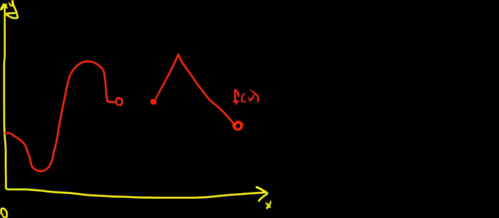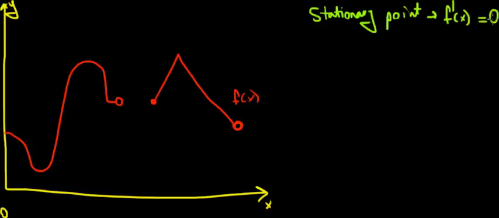Let's understand a bit the concept of stationary points, inflection points, and critical points. So first, what is a stationary point? By definition, by the word itself, stationary means that the function stays. At stationary points, the function does not increase and does not decrease, meaning that the derivative, the rate of change of the function, equals 0.